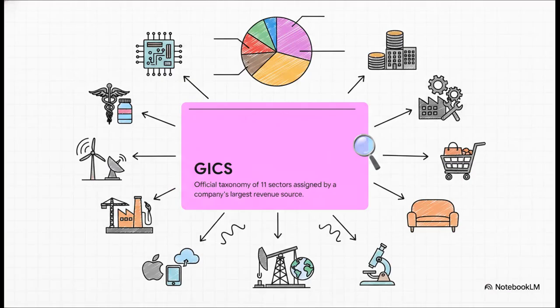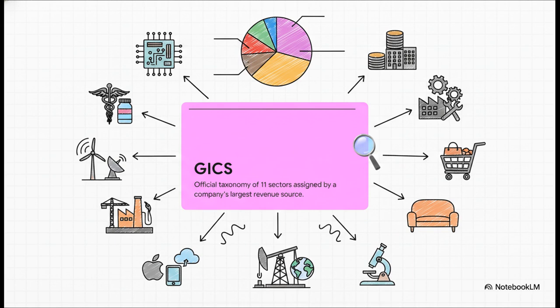So, that sector pie chart on your brokerage screen, it's built from something called GICS, the Global Industry Classification Standard. It's a real, useful, and official taxonomy. There are 11 sectors, and every public company gets exactly 1: information technology, healthcare, financials, industrials, and so on. Now, this GICS designation is assigned based on a company's largest revenue source. For example, Apple is information technology because most of its money comes from devices and services. ExxonMobil is energy because of oil and gas.